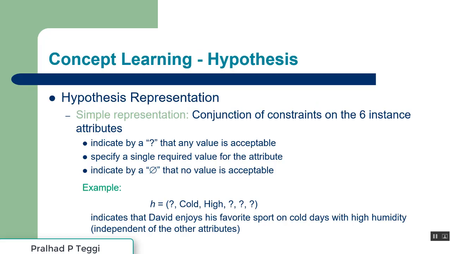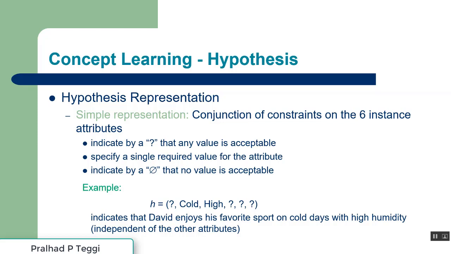For example, how do we perform the hypothesis representation? When we consider such a simple example, it's easy, but when learning a very complex problem, the representation will become very complex. With a simple understanding of this concept, where David is going to enjoy his particular day or not, let's go with a very simple representation. Here are three things with which we can represent any hypothesis. The symbol question mark indicates that any value is acceptable. We can specify a single required value for that attribute. And null indicates that no value is acceptable. Using these three conditions, we can form the hypothetical statement.